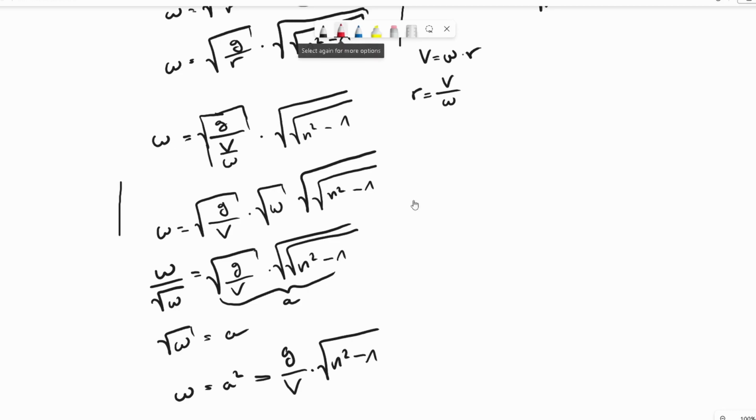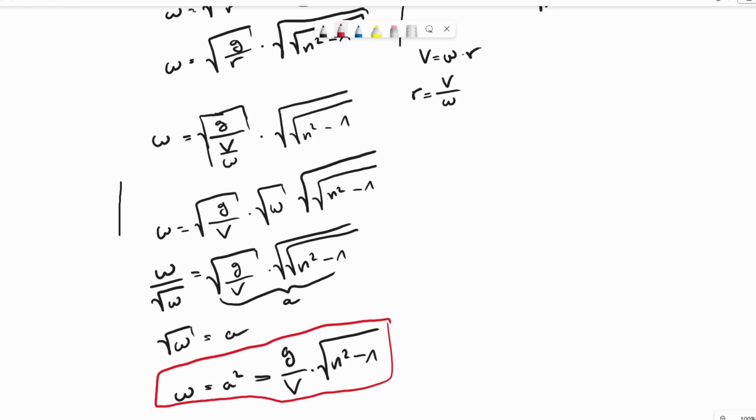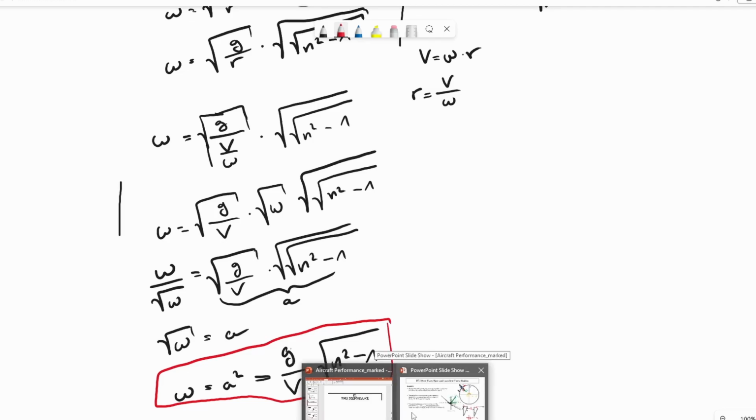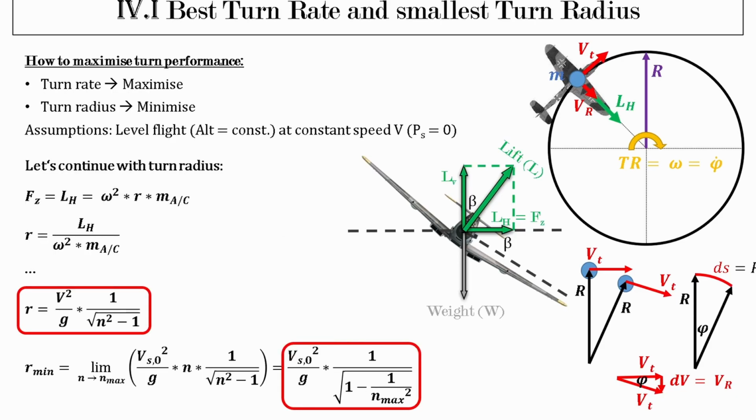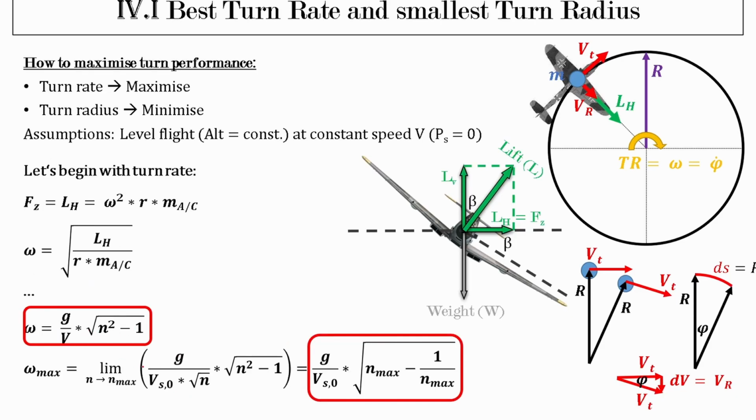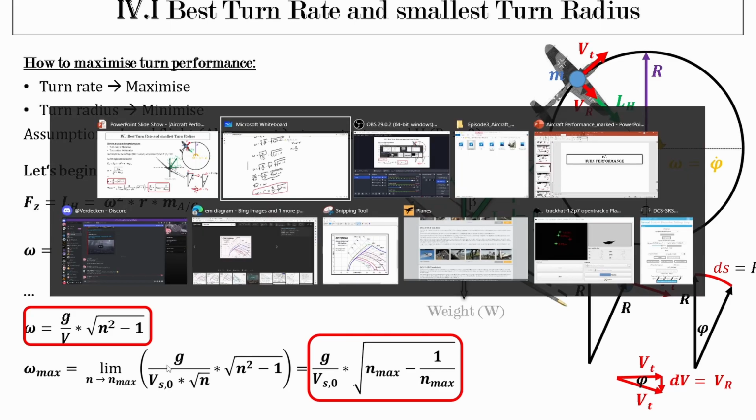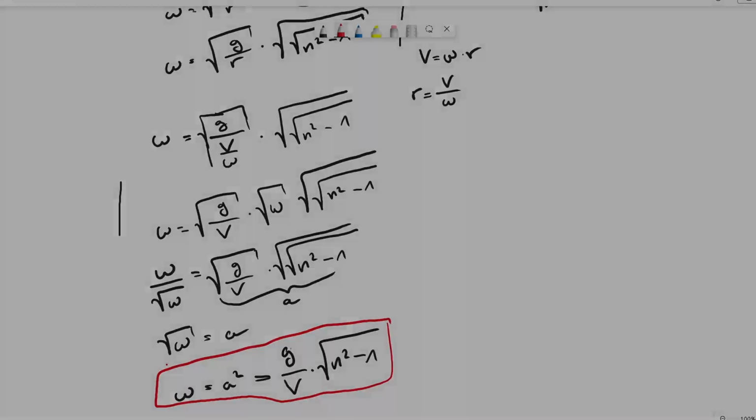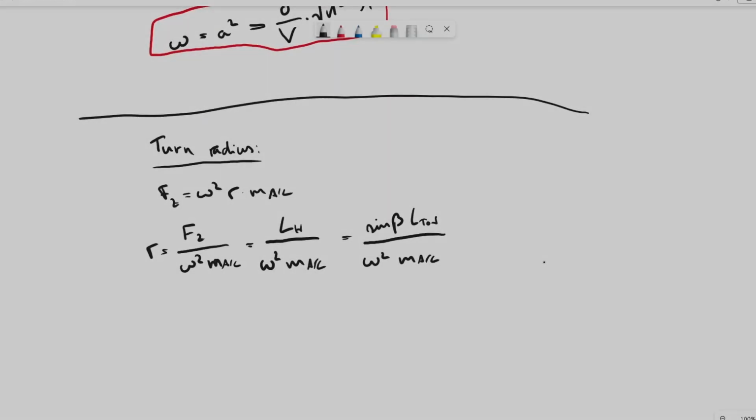And that's exactly what we had earlier in the presentation. And now we have only quantities here that we can actually manipulate, or that we know because they're constant, like the gravitational constant. Let's have a look real quick if we are correct. G over v, and that looks good. Yes. Alright, so turn radius.